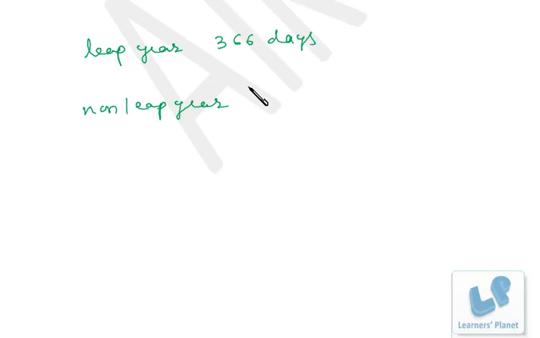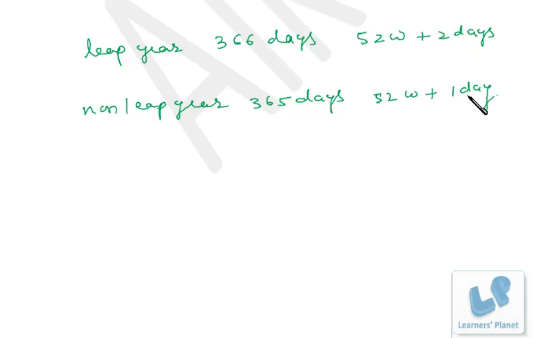Now the very first thing which we all know is the year: leap year and non-leap year. Leap year means 366 days, and non-leap year means 365 days. Right, till here you know. After that, it's 52 weeks plus 2 extra days for a leap year, and 52 weeks plus 1 extra day for a non-leap year. This 2 days and this 1 day, you have to keep in your mind.